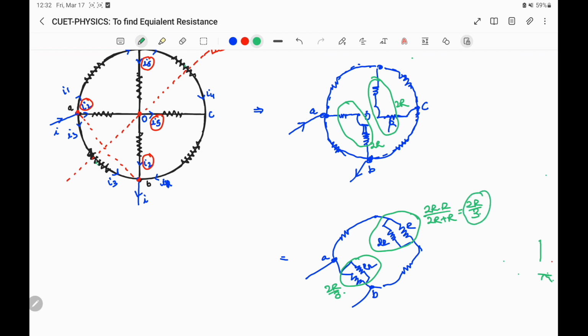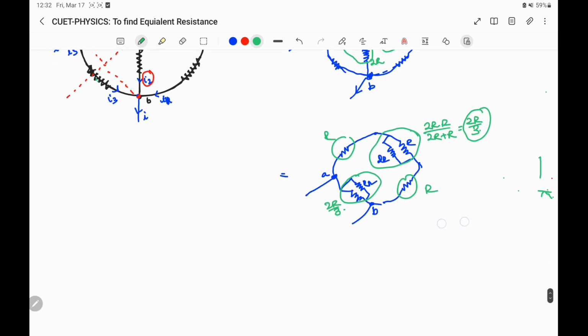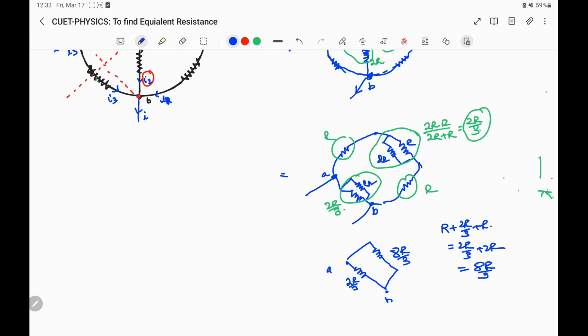And this 2R by 3, this R and this R, these three resistances are in series. So we can write that this is terminal A, this is terminal B. There is a net resistance connected 2R by 3, and it is in parallel with the effective value of R plus 2R by 3 plus R, which are in series. So it is giving 2R by 3 plus 2R, or we can write it as 8R by 3. So 8R by 3 and 2R by 3 are in parallel.